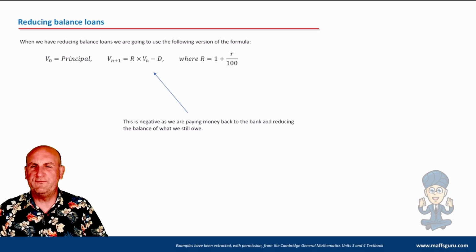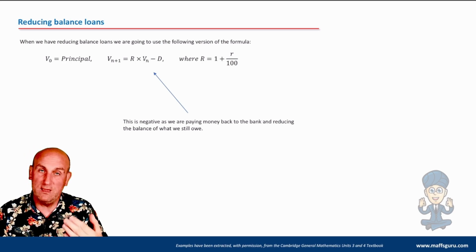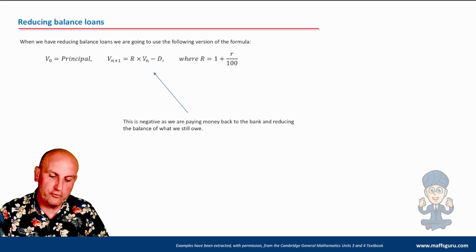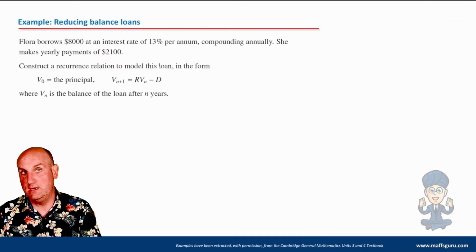Now, a lot of people get confused there because they're like, well, hold on. When I give money to the bank, I'm paying them. You may well be paying money into the bank, but you're trying to reduce your loan. So that's why it's negative. And getting those sort of things right is really important.